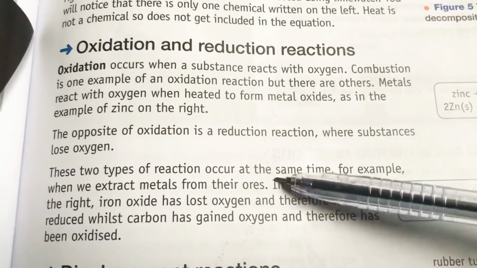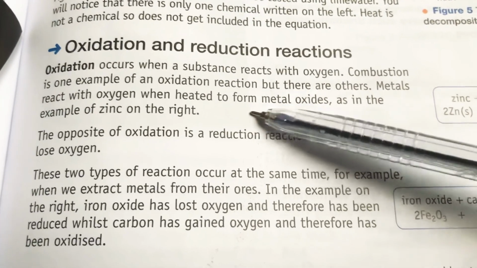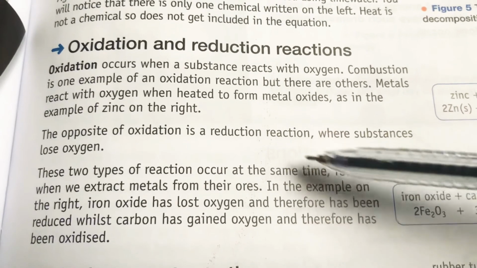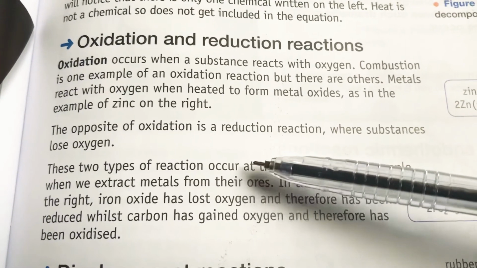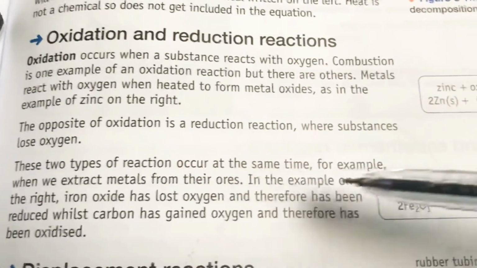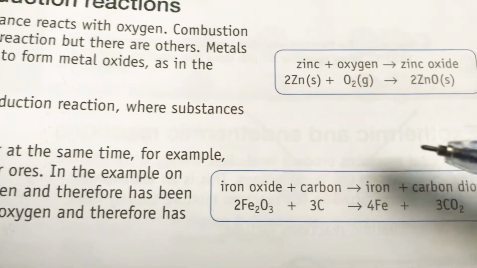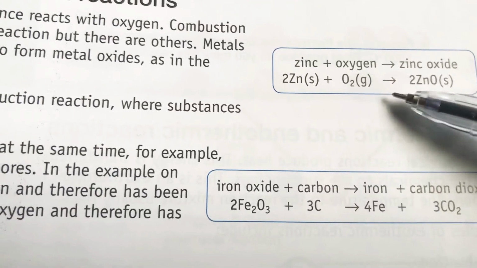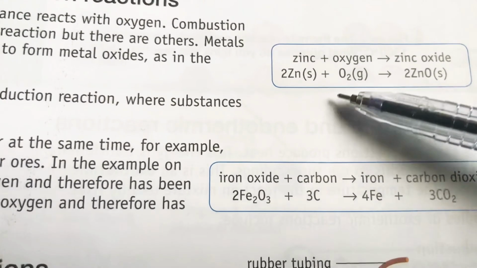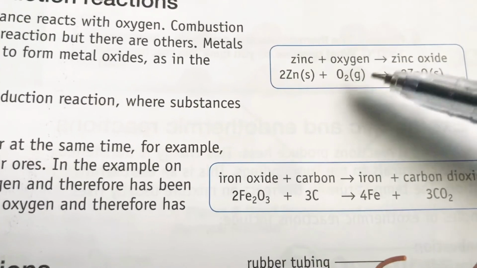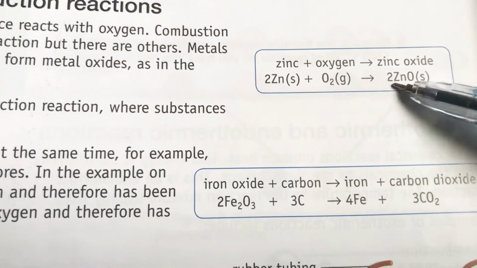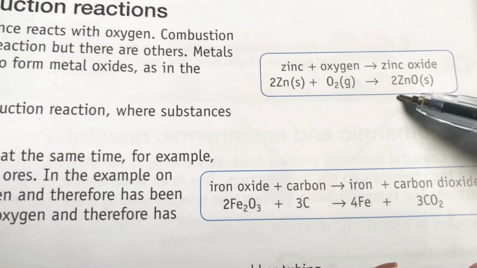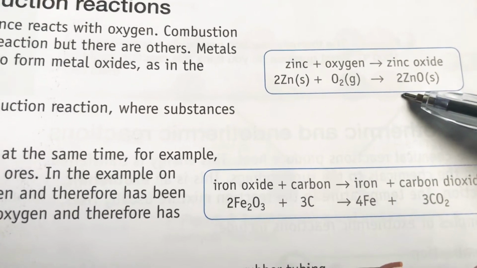The third type of reaction that you need to study is oxidation and reduction reactions. Oxidation occurs when a substance reacts with oxygen. Now, we've studied combustion. It's a great example, but there are several others. And we have been studying metals reacting with oxygen. So remember the copper square that I nailed on the wall of the lab? The copper oxide that formed is a product of oxidation.